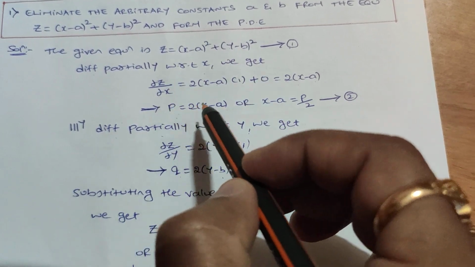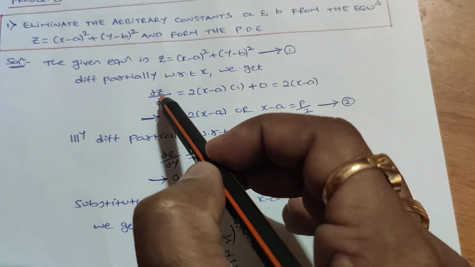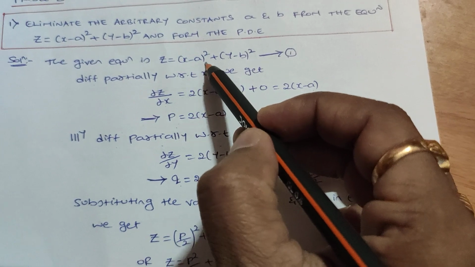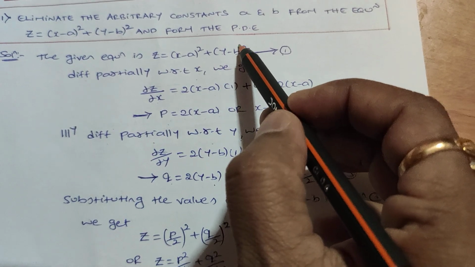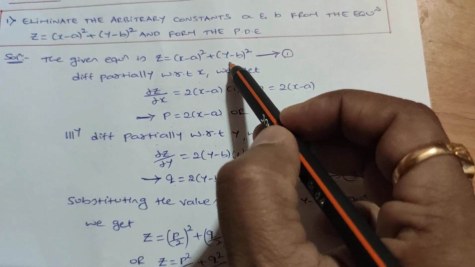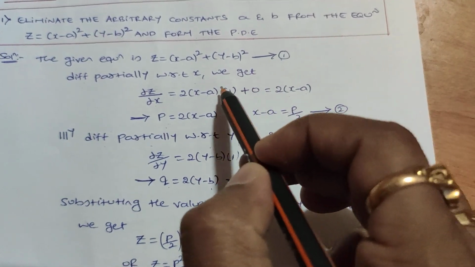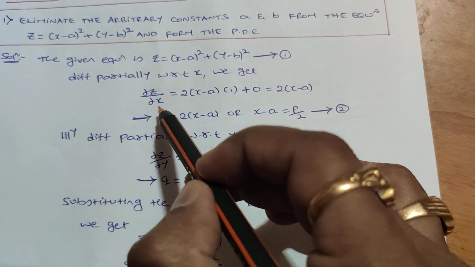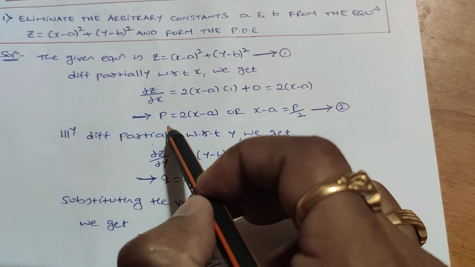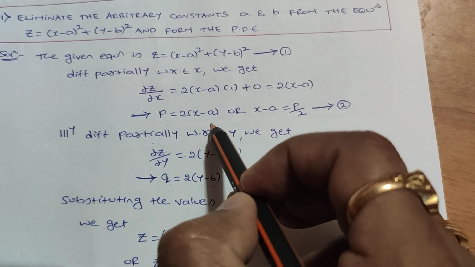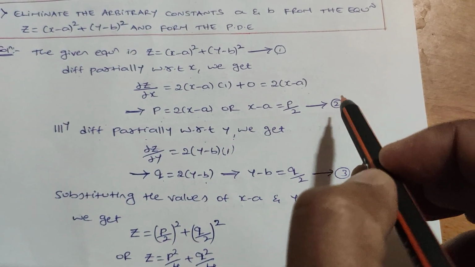On differentiating partially with respect to x, the partial derivative ∂z/∂x is 2(x − a) times its inner derivative, plus y, which we consider a constant when differentiating partially, so its value is 0. So ∂z/∂x = 2(x − a), and we replace ∂z/∂x by p, which is equal to 2(x − a), or x − a = p/2, and we call this equation 2.